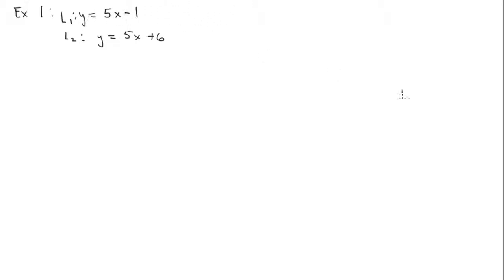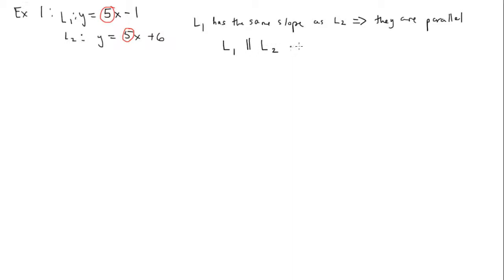So in this case, the first thing we should look at is, are they parallel? That's the easiest to identify. So let's look at the slopes. 5 for this one, and lo and behold, 5 for that one. So these lines, L1, have the same slope as L2, and hence they are parallel. Okay, and we can notate that L1 parallel L2.